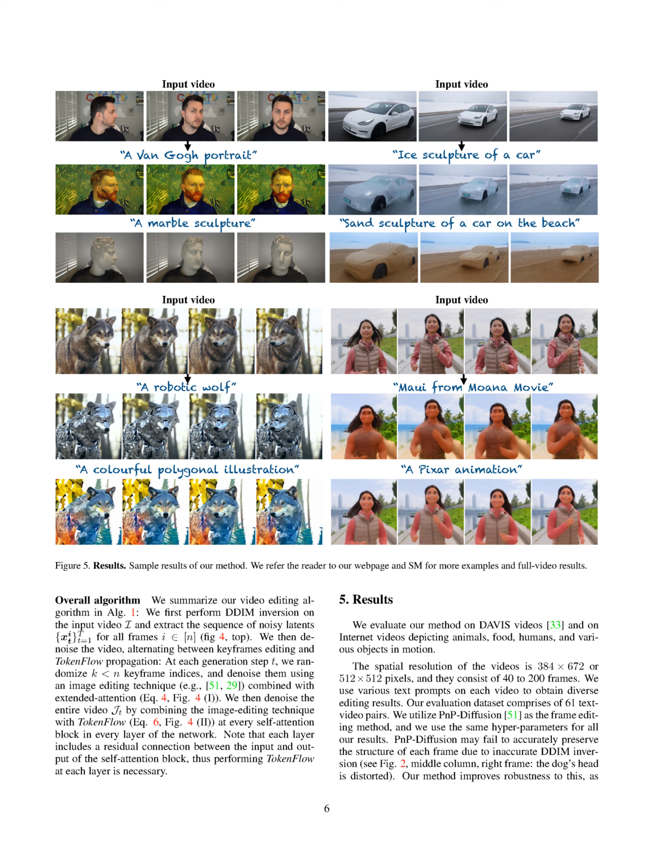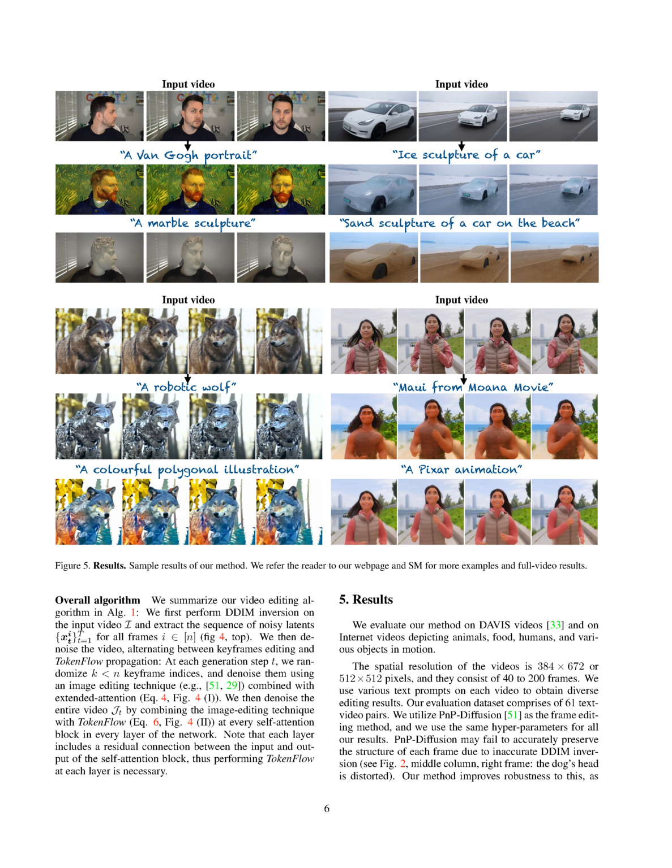Section 5 Results. We tested our approach on a variety of videos from Davis and the Internet, featuring animals, food, people, and different moving objects. The videos had a spatial resolution of either 384 by 672 pixels or 512 by 512 pixels, and they ranged from 40 to 200 frames in length.